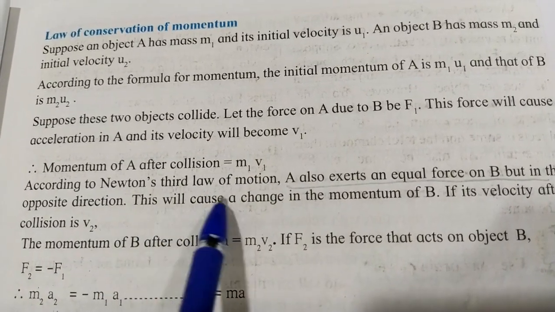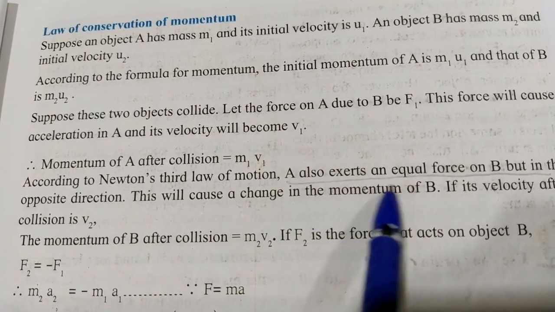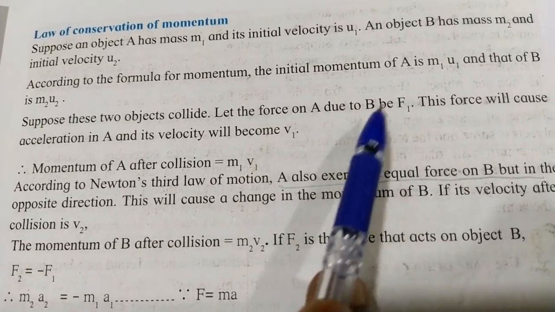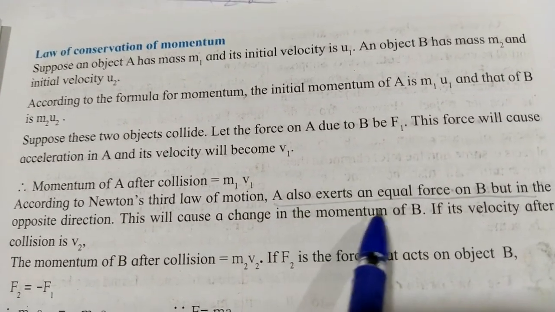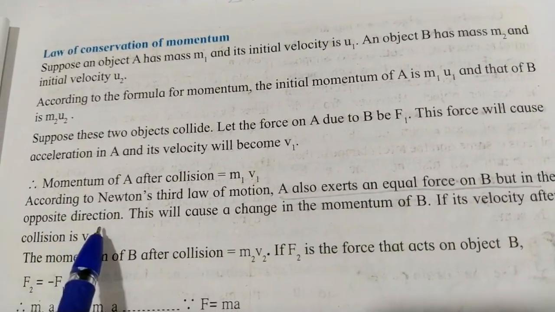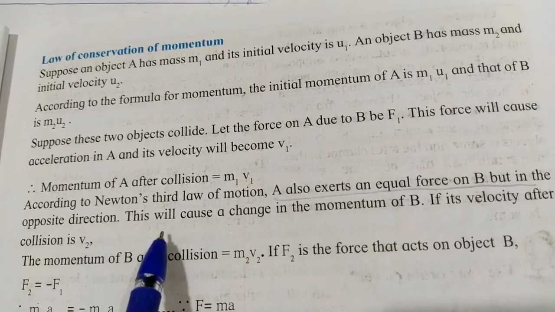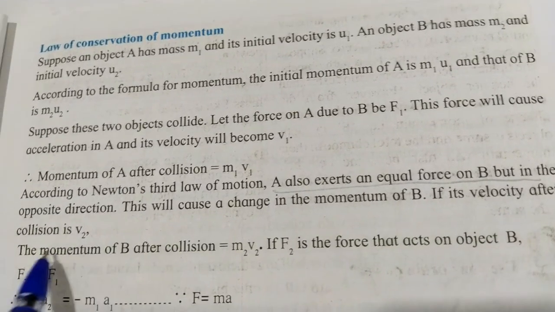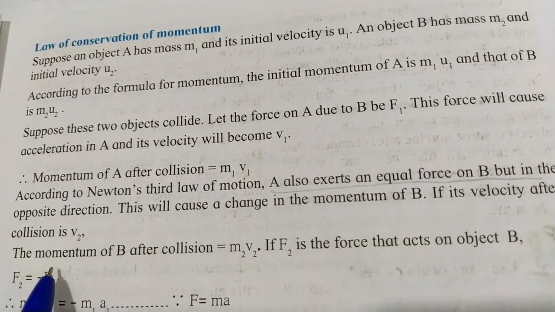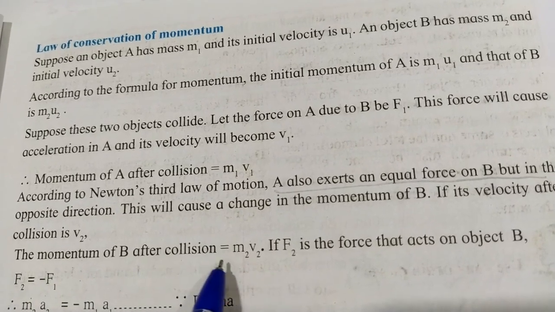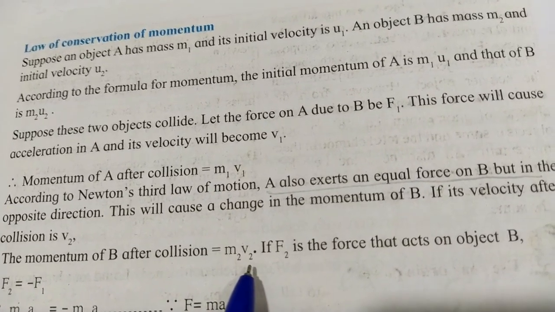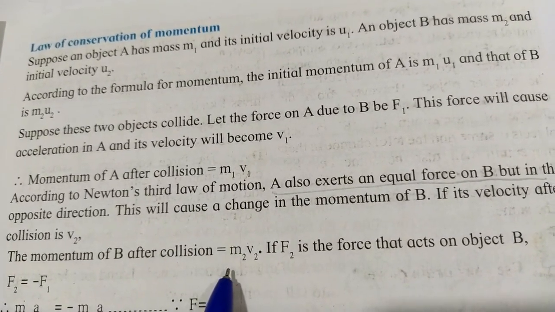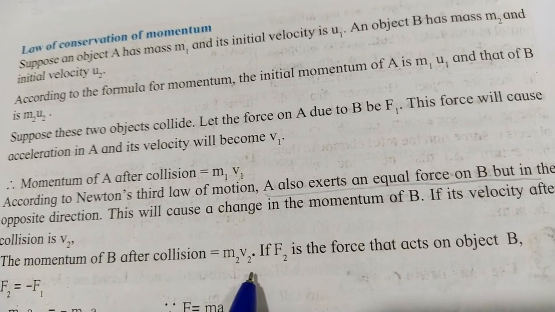According to Newton's third law of motion, A also exerts an equal force on B. First, force was exerted on A by B. Now A also exerts an equal force on B, but in the opposite direction. This will cause a change in the momentum of B. If its velocity after collision is v2, then the momentum of B after collision is m2 v2. So the momentum of A is m1 v1 and the momentum of B after collision is m2 v2.